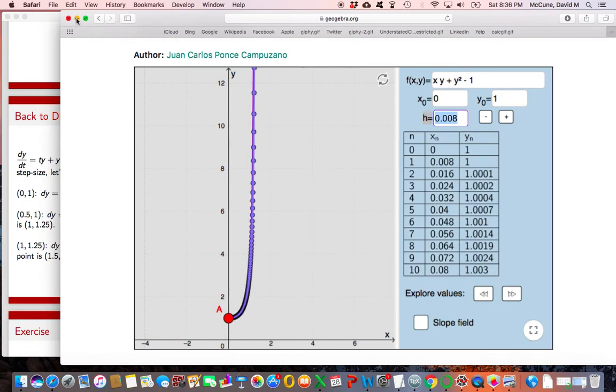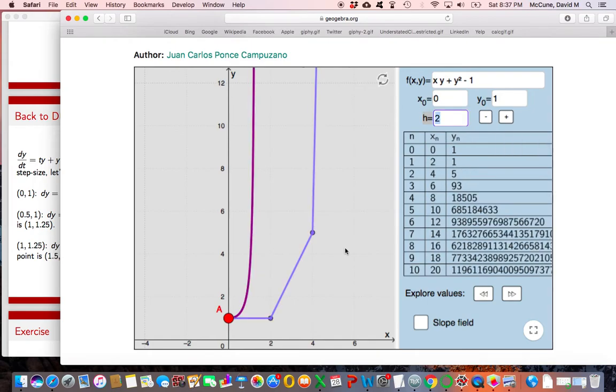So anyway, this link is on Moodle. You can play around with this if you want. It's pretty fun to play around with, given a DE and given a step size. You can watch that step size sort of zero in on the curve you care about. And again, not to belabor the point, but if you make the step size big, like 2 or something, I mean, it's not great. Right? The larger the step size, the worse the approximation is. It's still, by the way, tracking with the purple, but not great.